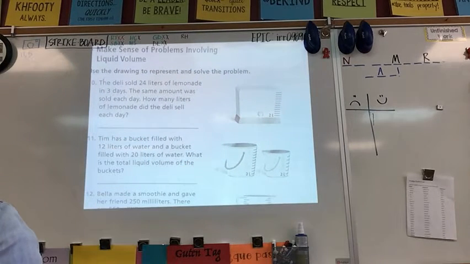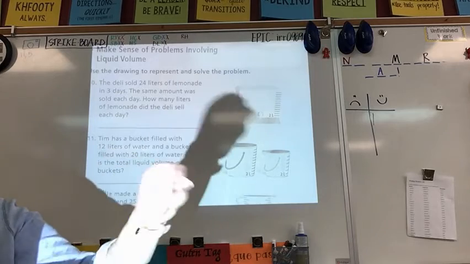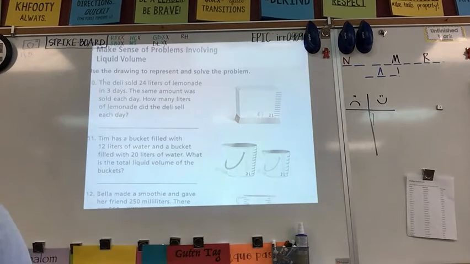The deli sold 24 liters of lemonade in 3 days. The same amount was sold each day. How many liters of lemonade did the deli sell each day? I'm looking for a mathematician I haven't heard from yet, and I'm looking for focus from my friends because nothing should be in our hands, right? If the deli sold a total amount of 24 liters, and they sold the same amount each of 3 days, how could I represent this problem? You can explain how to use my picture or an equation. Braylon?